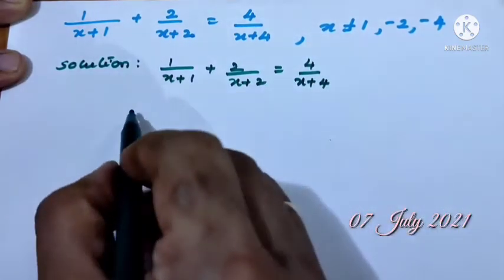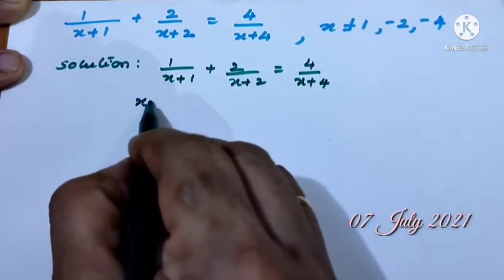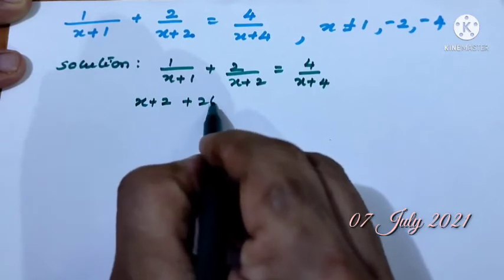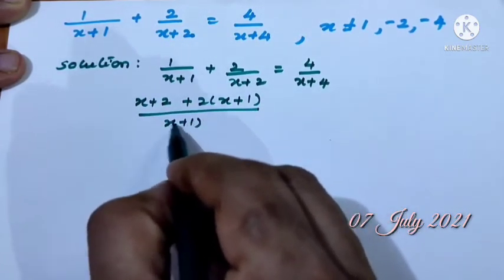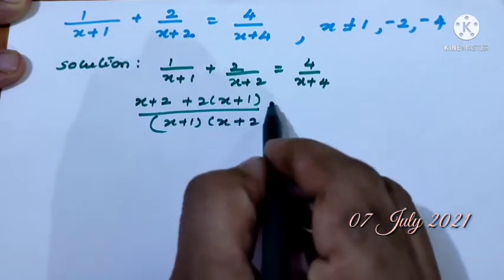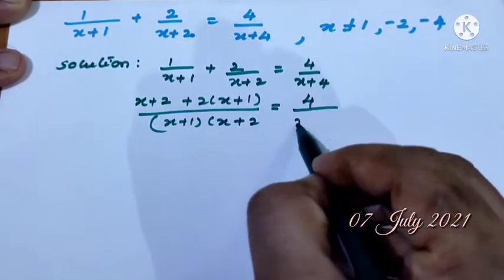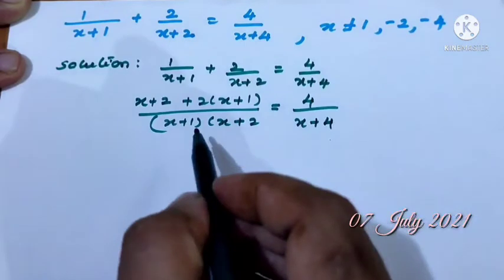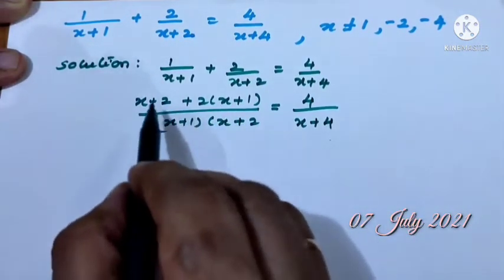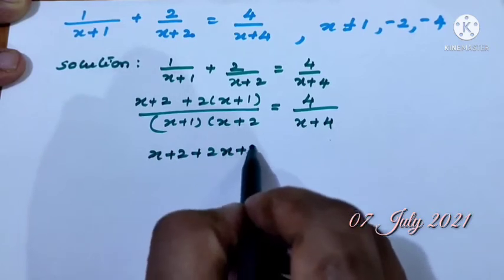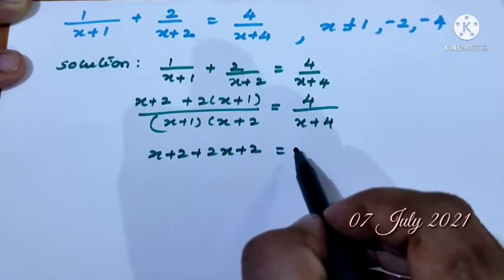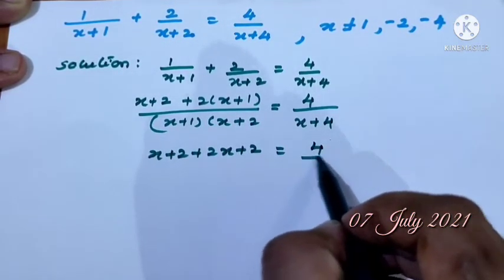Take the LCM only. So (x plus 2) into (x plus 1), divided by (x plus 1) into (x plus 2), equal to 4 by (x plus 4). Cross multiply we have to do, but before that, simplification. x plus 2 plus 2x plus 2 equal to 4 by x plus 4.